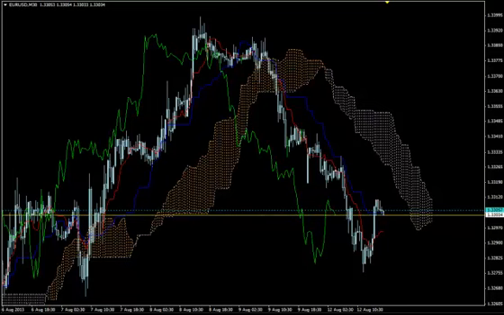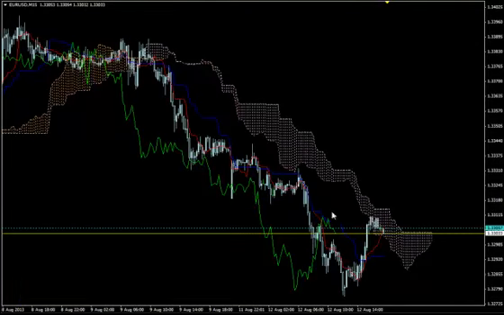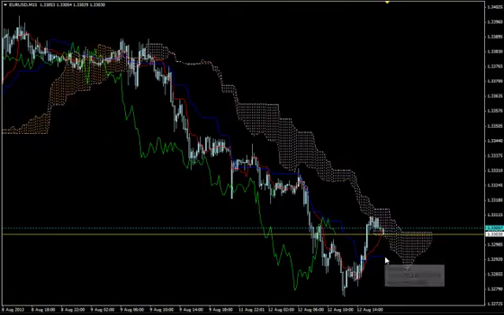So let's go to M15. On M15, we want the Chikou span to go below past price action, not above it. So we should wait for the price to go below the Kumo again, not inside the Kumo. It's worth waiting. Okay, so wait till you see it going below the Kumo.